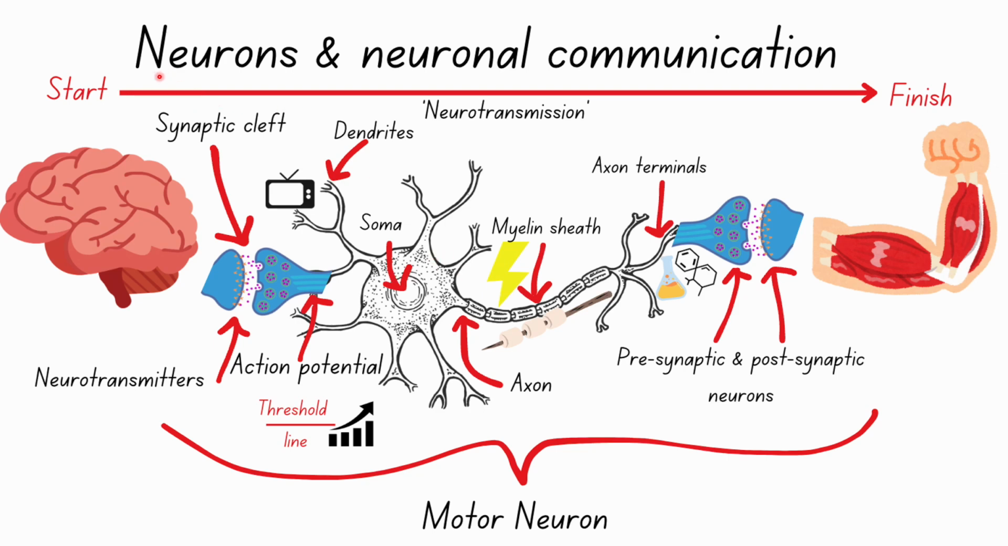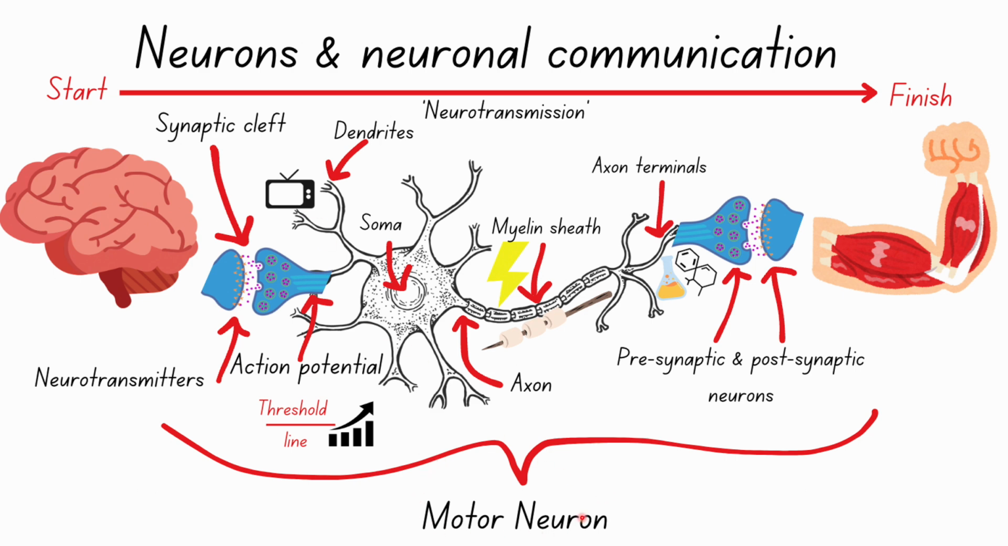In this mind map, I am focusing on the topic of neurons and neuronal communication, and will be explaining my mind map to you. Let's start with the bigger picture, the neuron. What is a neuron? A neuron is a type of cell that is specialized for information processing.